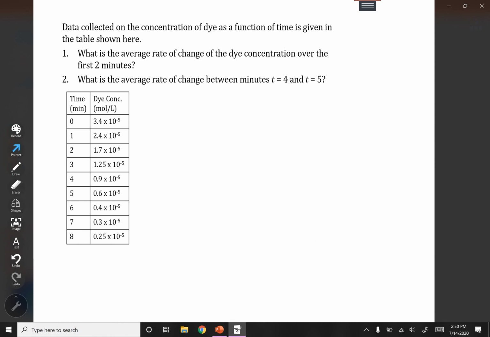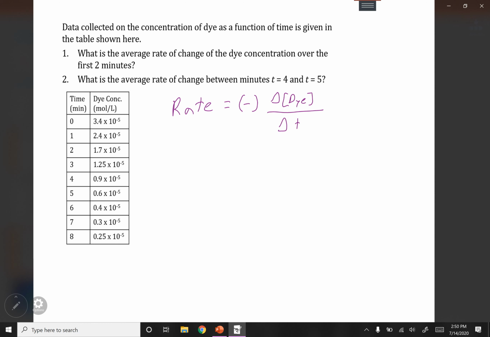We don't know a whole lot about this particular reaction. They didn't give us a reaction equation. They didn't tell us any stoichiometry. So we're just going to have to make some assumptions. Let's start out by saying our rate will be equal to, and we don't know our equation, so we're not sure if we have any coefficient up front, but what we do know is we're talking about decomposition. So I know it's going to be negative change in the concentration of our dye over the change in time. That's good enough to answer this because they don't give us any more information than that.